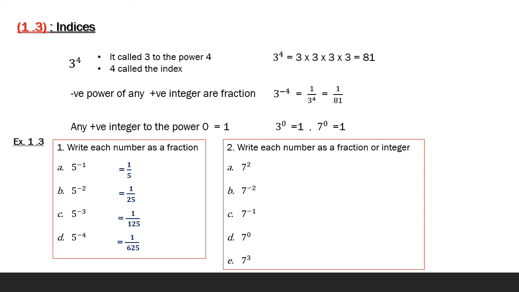And on the right hand side, write each number as a fraction or integer. 7 to the power 2 is equal to 49. 7 to the power minus 2 is equal to 1 over 49. 7 to the power minus 1 is equal to 1 over 7. 7 to the power 0 is equal to 1. With the same rule above, 7 to the power minus 3 is equal to 1 over 7 to the power 3. 7 to the power 3 is equal to 343.